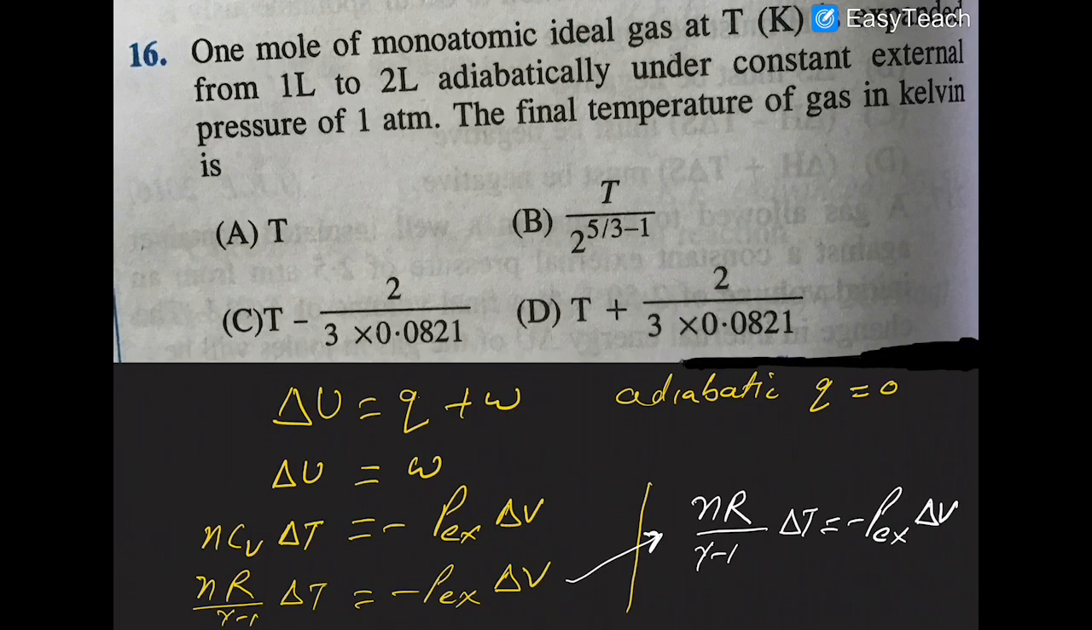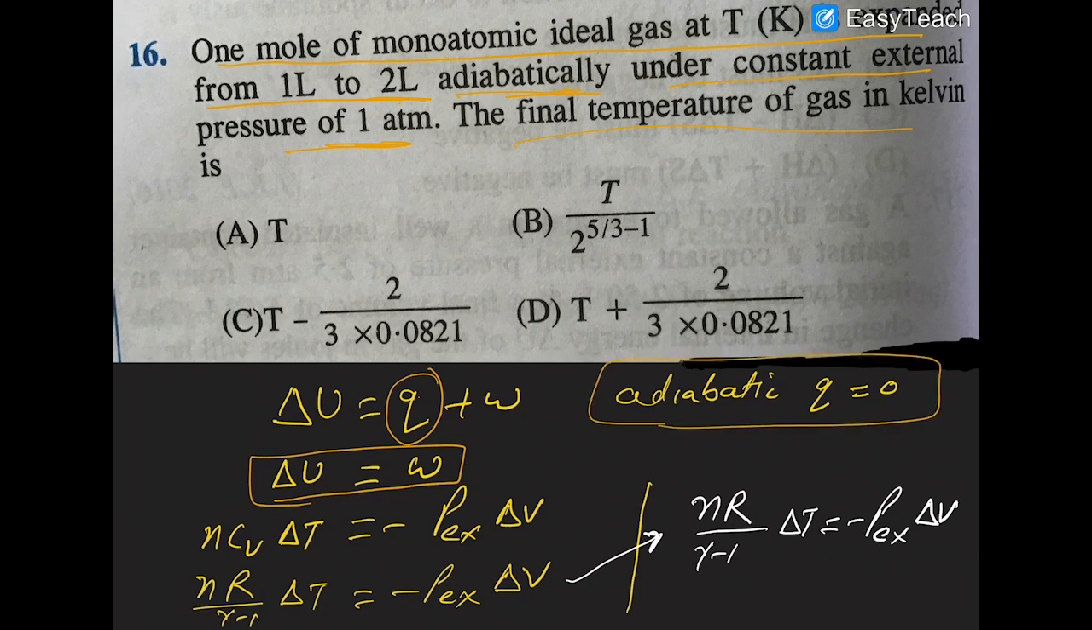Look at the next question. 1 mole of a monatomic ideal gas is expanded from 1 liter to 2 liter under adiabatic condition against an external pressure of 1. So the pressure is constant, that is 1. The final temperature of the gas should be found. Now you know that if the gas expands adiabatically, the internal energy change will be equal to W. Why? Because the heat change will be 0.